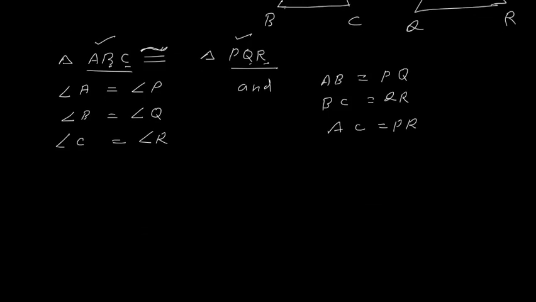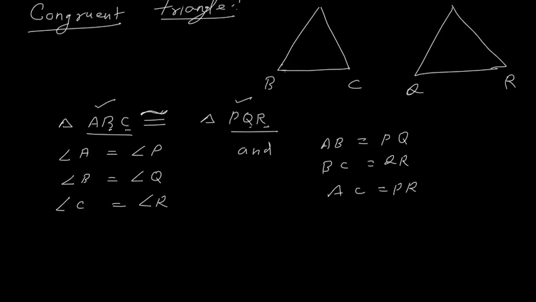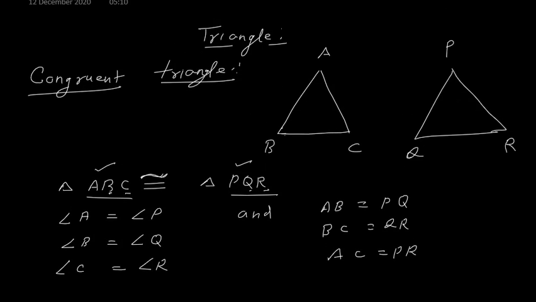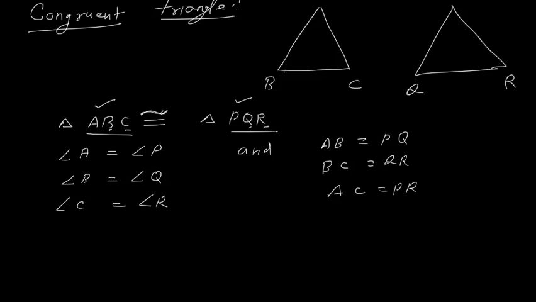But while you are proving that two triangles are congruent, it is not necessary that you will prove all these six parts equal. Okay, that means it is not necessary that I will prove that angle A equal to P, angle B equal to Q, angle C equal to R, and AB equal to PQ, BC equal to QR, AC equal to PR. What we have observed is that there are sets of three conditions which, if we prove are equal, then the triangles become congruent. Now what are the three conditions?